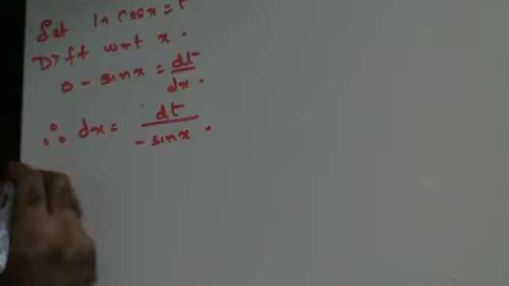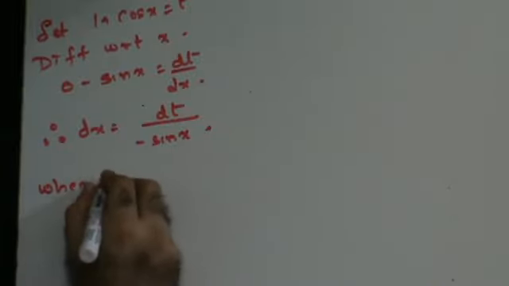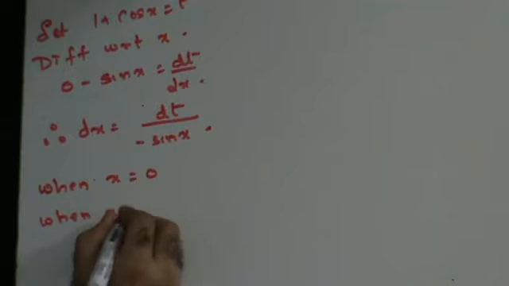Now when you are substituting, you have to substitute the limits also. That's the key thing that you need to remember here. So what are the two values that x can have? x can have value 0 and x can have value pi by 2.